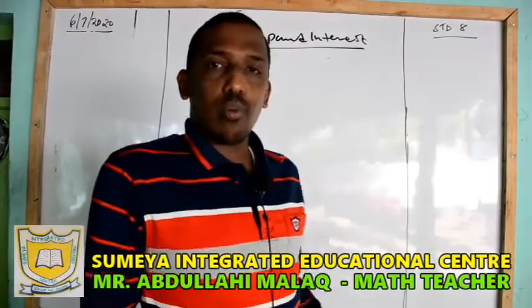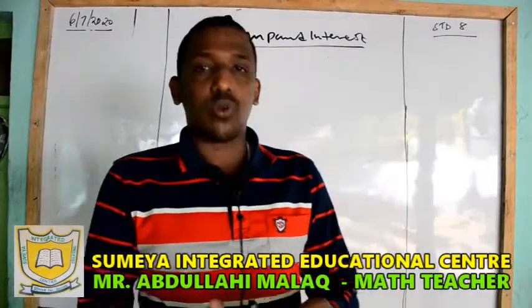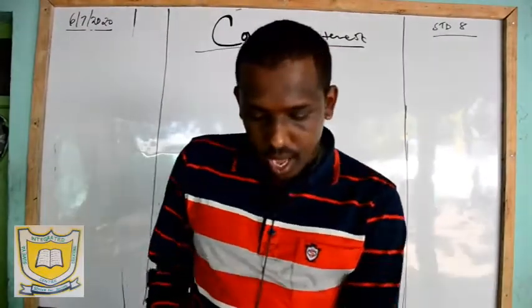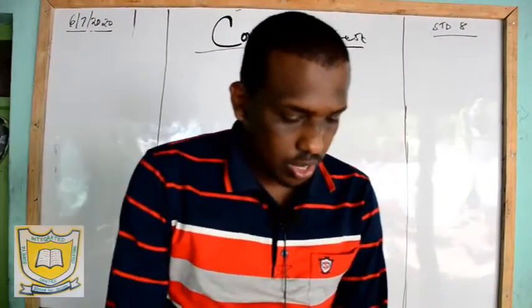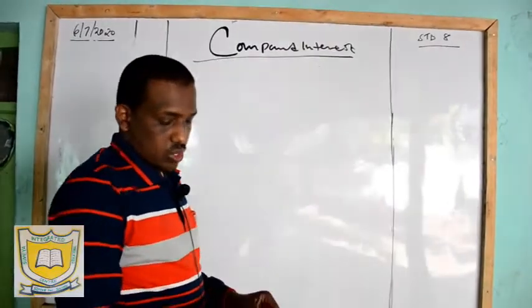Remember, we are still in compound interest, and I said it is very common in an examination. So we shall be summarizing today. So here there is a question. You are told a farmer got a loan of shilling 6,000.